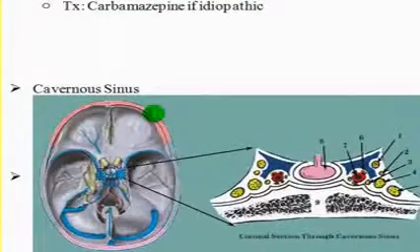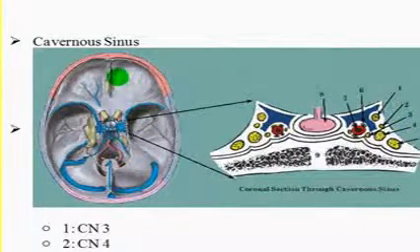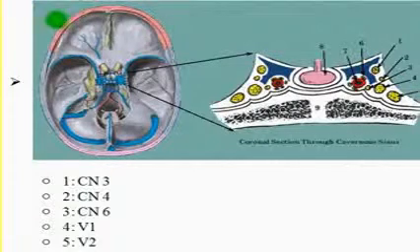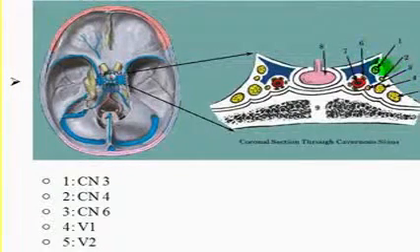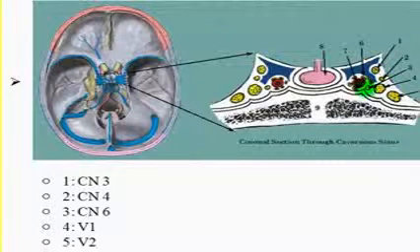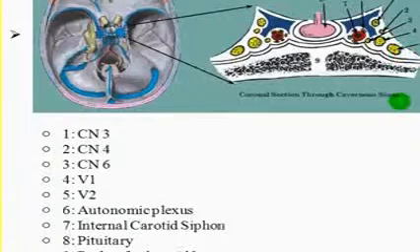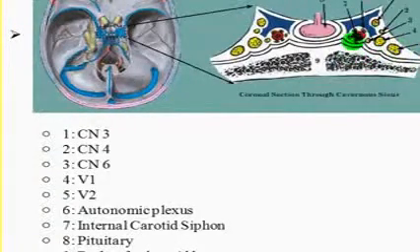Cavernous sinus, V2 and V3 run through it, but also cranial nerves. Okay, so if we follow these numbers here, we've got cranial nerve. On the lateral wall, we've got cranial nerve 3 and 4. We have cranial nerve 6, that's a little more medial, and then V1 and V2. We also have the autonomic plexus around the carotids, and the carotid's going to be around the carotid siphon. We've got the pituitary gland, and the base here is the body of the sphenoid.